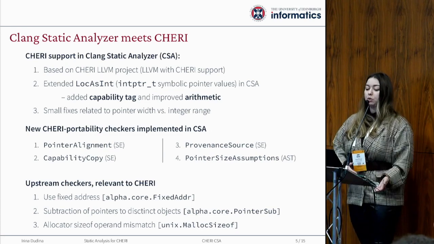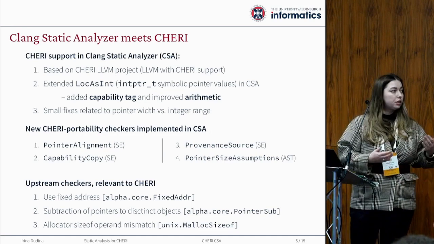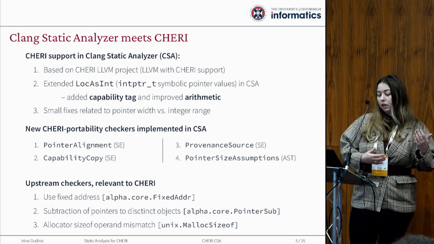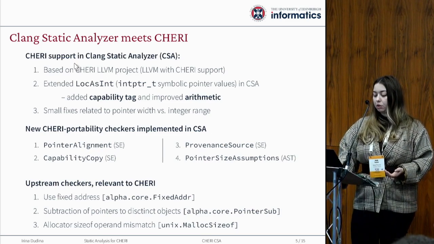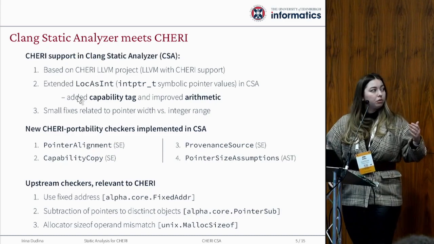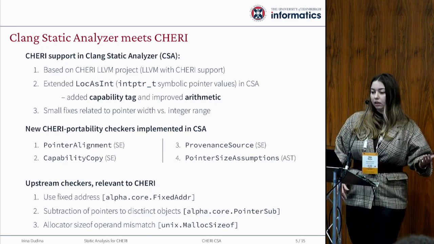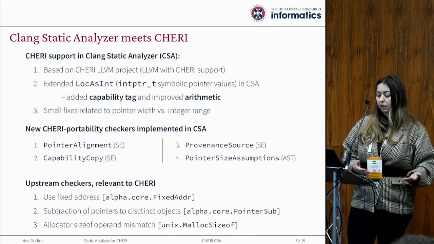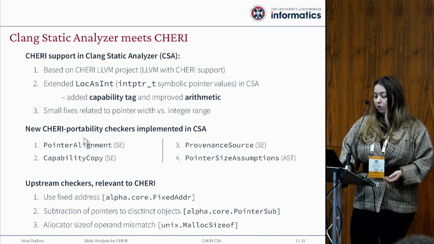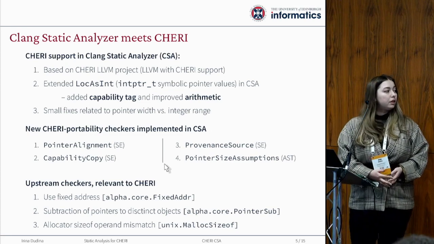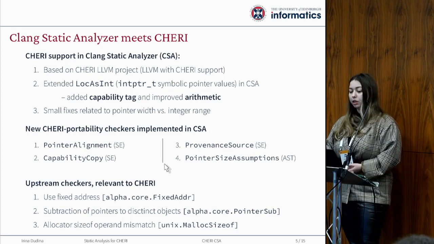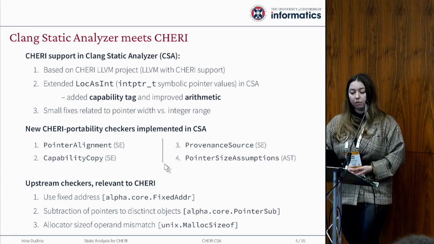So we need to be able to reason about this. We had to extend support for this type and for arithmetic on this type. We also added a capability tag to reason about whether this particular pointer stored as an integer is actually a valid capability or not. We also implemented 4 specific checkers, 3 symbolic execution and 1 AST checker that I'm going to talk about later.